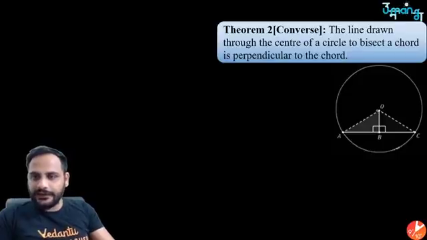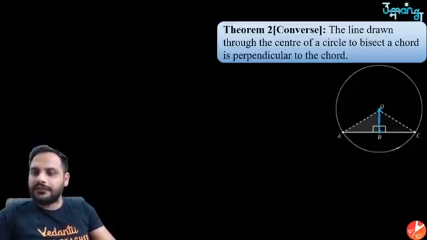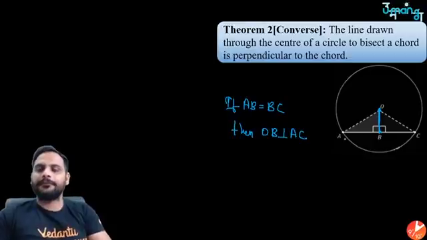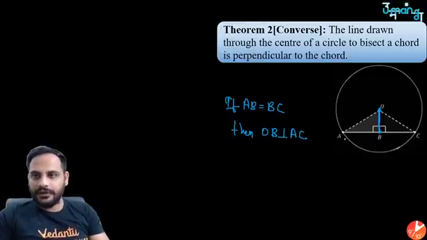That is, the line drawn through the center of a circle, if it is joining with the midpoint of a chord, so if AB is equal to BC given, and if I join this midpoint of this chord with the center of the circle, then this line OB will be perpendicular to the chord AC. Okay, both ways it is true.